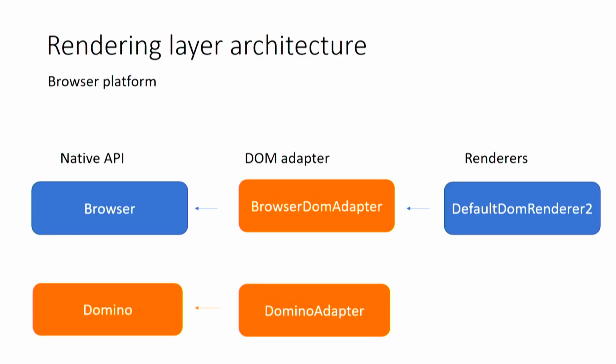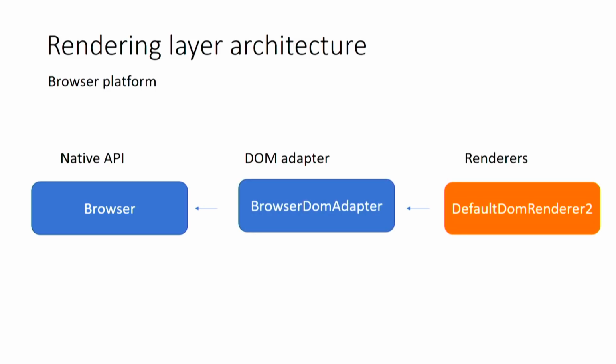So inside the browser, it knows how to communicate to the browser API. On the server side, it knows how to communicate to the Domino library, right? This library that I mentioned before. What is renderer? Well, we've seen that it's used to manipulate DOM element properties, and it communicates to the DOM adapter, uses its API to perform DOM operations. So usually, renderers do not interact directly to the platform API. This is an abstraction that makes our code platform independent.